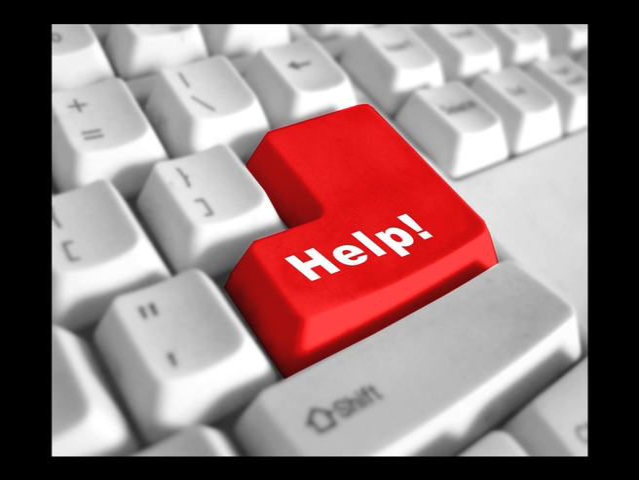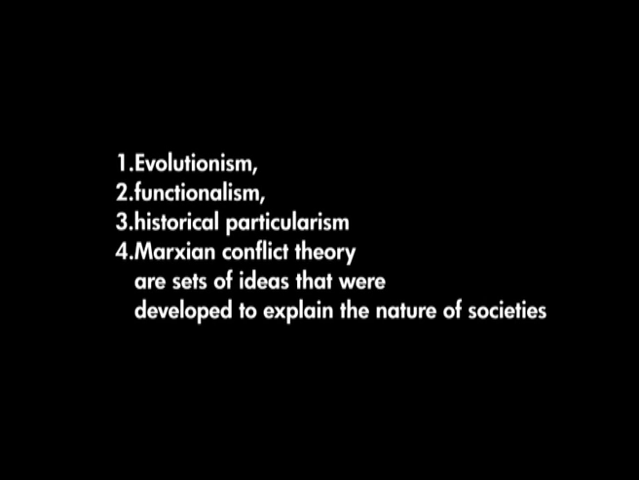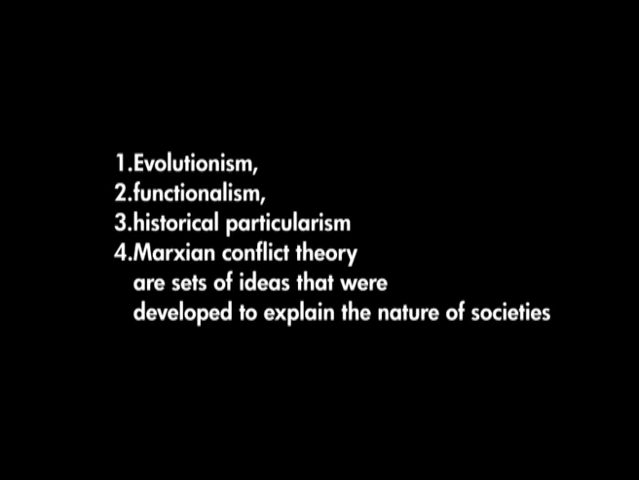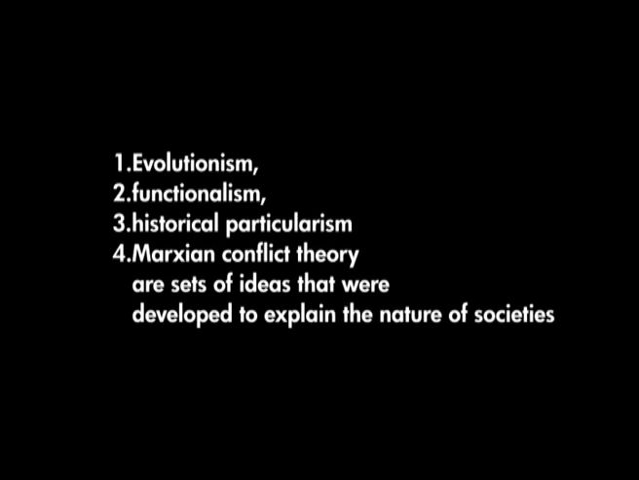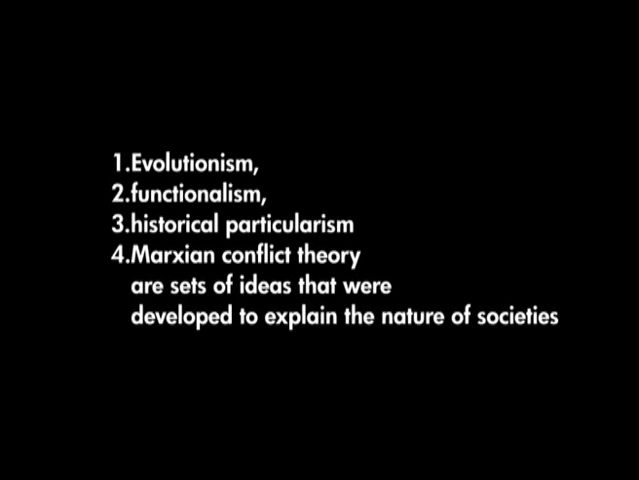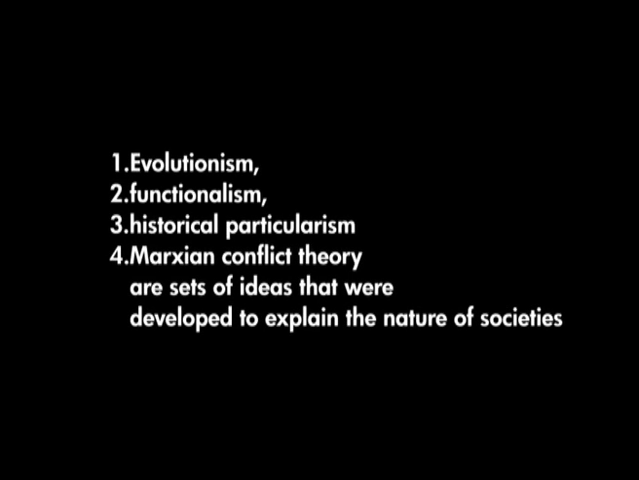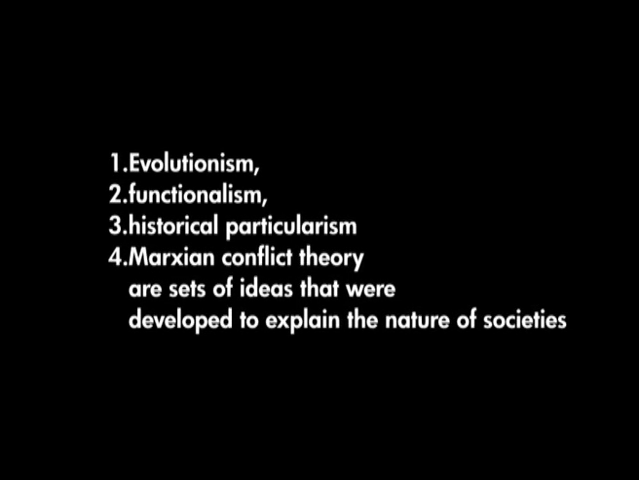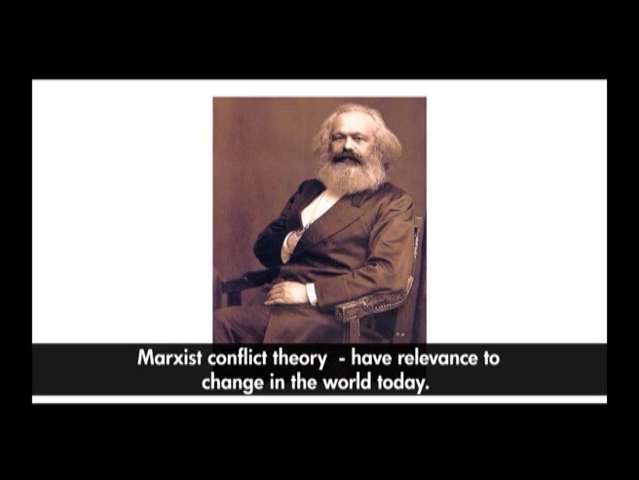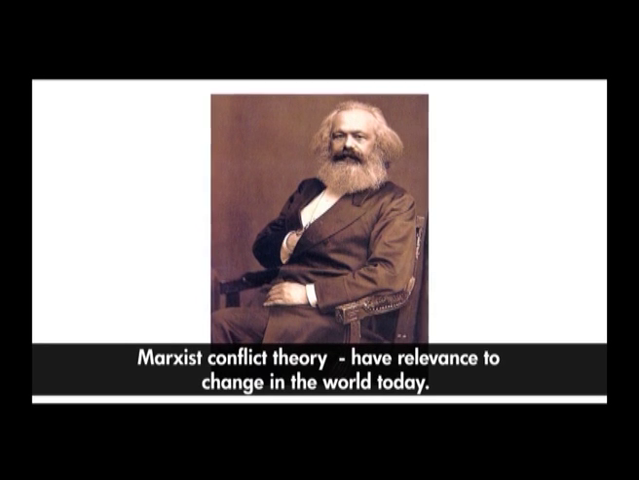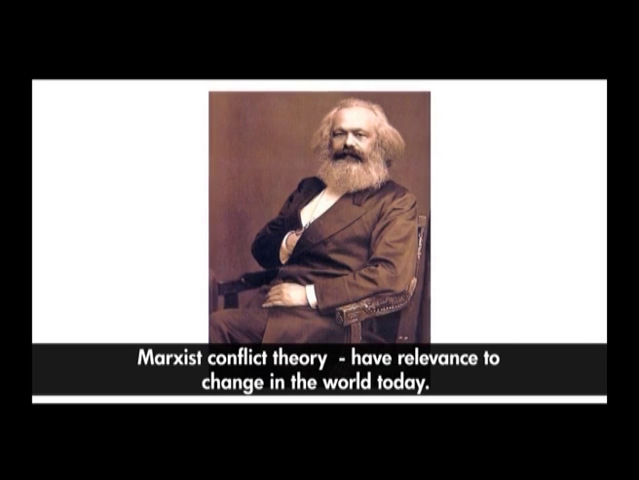Understanding the development of the theories of social continuity and change can help us understand and evaluate the more recent ideas that they gave birth to. Evolutionism, functionalism, historical particularism, and Marxian conflict theory are sets of ideas that were developed to explain the nature of societies in the 19th and the early 20th centuries. Marxist conflict theory is believed to be the only one to have any relevance to change in the world today. Theories associated with social change and continuity.